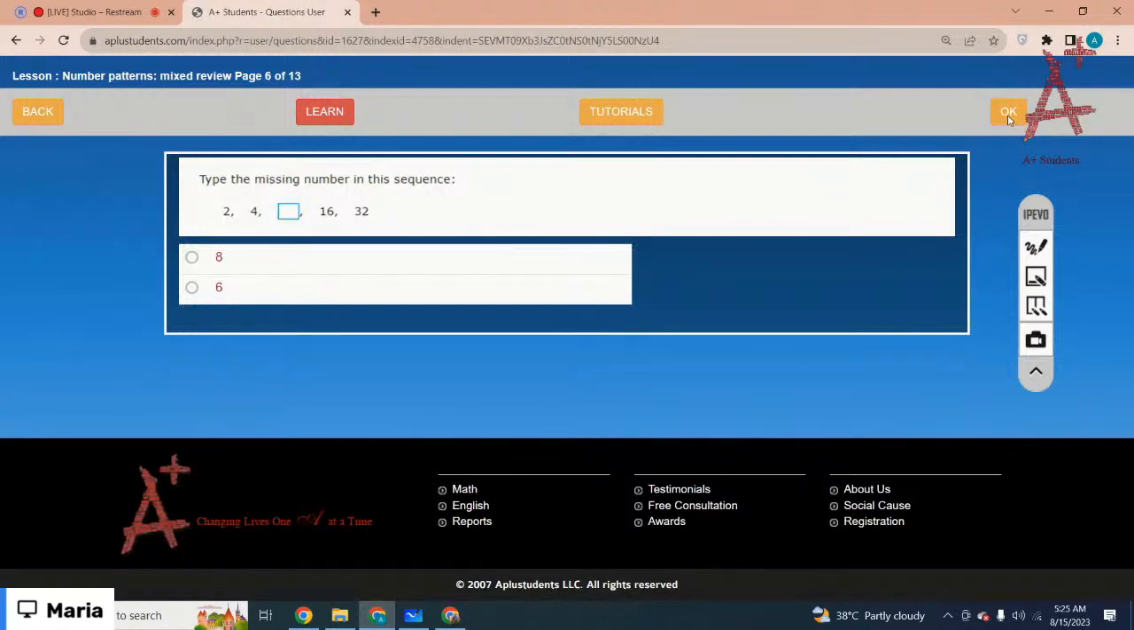Type the missing number in the sequence. So, which number is missing? The pattern is the numbers are being multiplied by 2, right? 2 times 2 is 4, then 4 times 2 is 8. That means the missing number is 8.